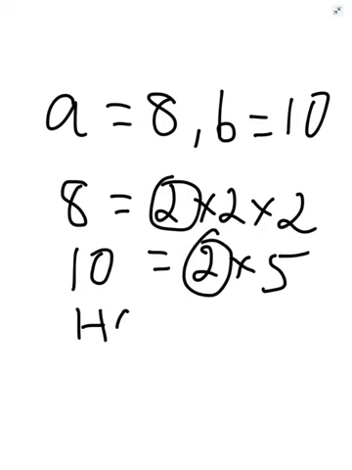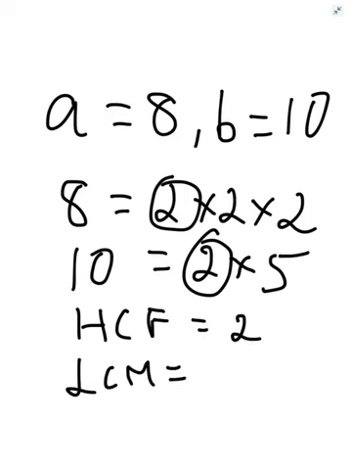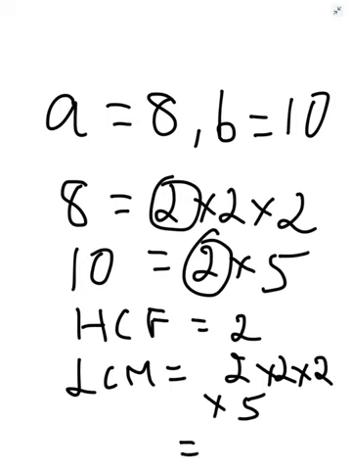So HCF is 2 and LCM is 2 into 2 into 2 into 5. So that is 40. So we have got the HCF as 2 and LCM as 40, and the numbers were 8 and 10.